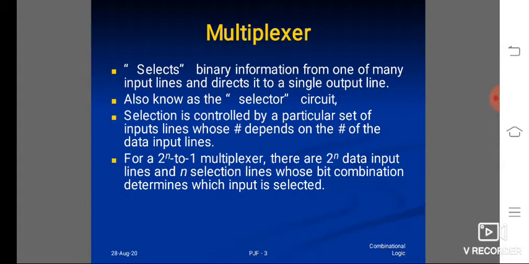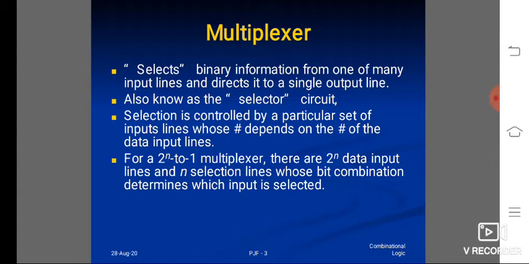For example, take a switch. A switch is also a data selector. Why is a switch a data selector? A switch has two conditions, that means on and off. Our finger is the selection line. Based on our finger, first we apply the input, that means the on condition, and the power will be on.